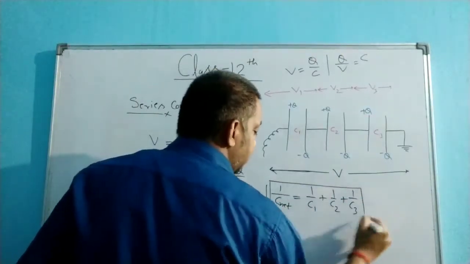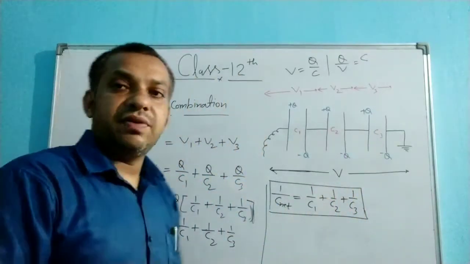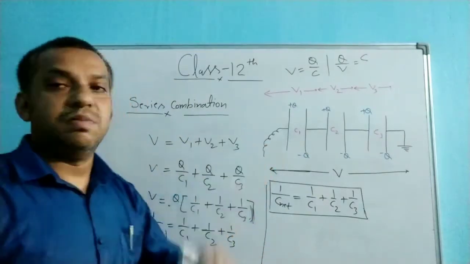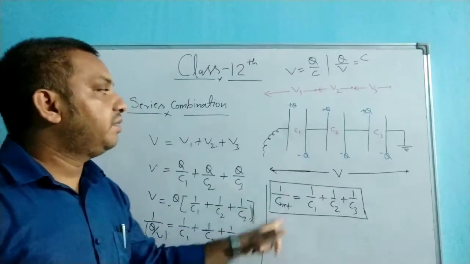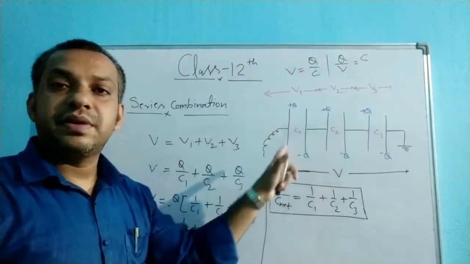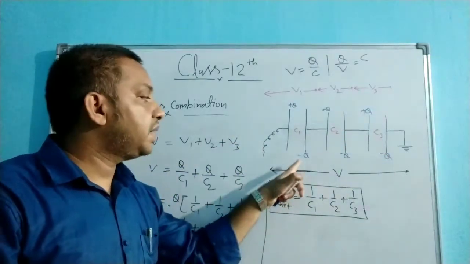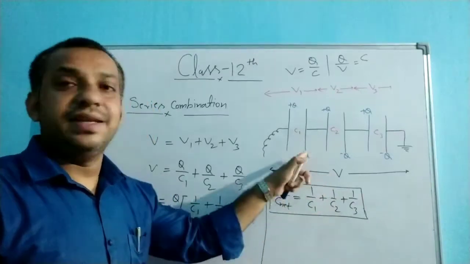So this is the formula for the C net, the net capacitance for the series combination. So what is the physical significance of this statement? If you use 3 capacitors of capacity C1, C2, C3, that will draw the same amount of charge from the same supply as if you connect the C net.